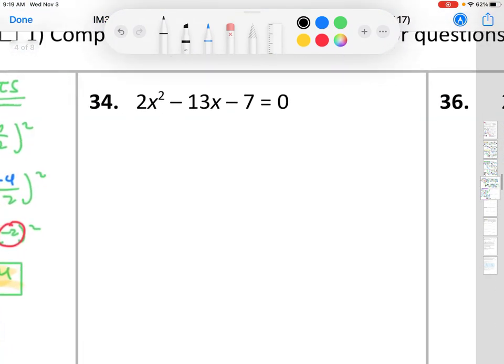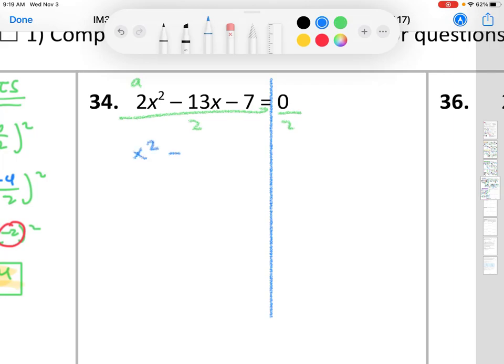Alright, let's go over question number 34. The goal here is to solve by completing the square, and I want to get rid of this a value that is greater than 1. So we're going to divide this whole expression, both sides, by 2. 2 divided by 2 is just 1, so I have x squared minus 13 halves x minus 7 halves equals 0. The common mistake is just divide by 2 on the first one. You have to divide it by all, right? So going to a house trick-or-treating, everybody gets candy. Everybody in the whole party.